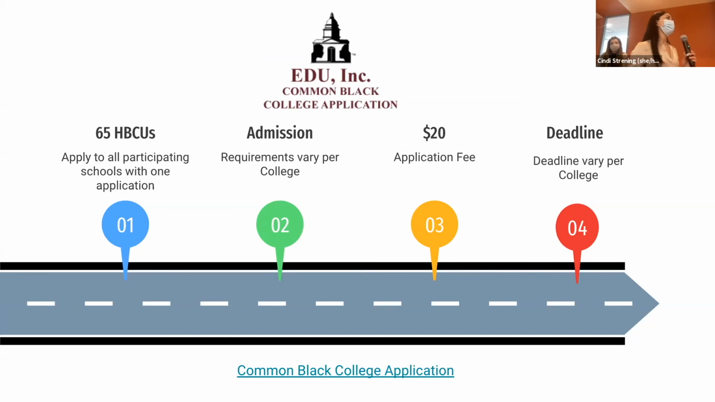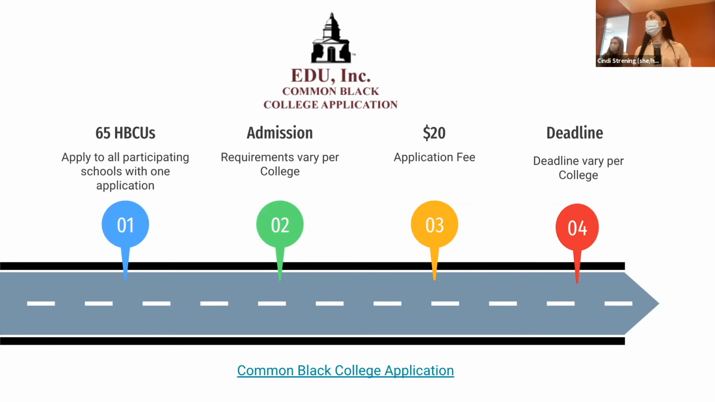All right, so just like there is a Common Application for private schools, it's kind of like your one-stop shop for private schools, the Common Black College Application is for HBCU schools. So this is one application that you can use to apply to multiple HBCU schools. You have to choose the ones that you want to apply to, but you fill out one application and you're able to apply to multiple.